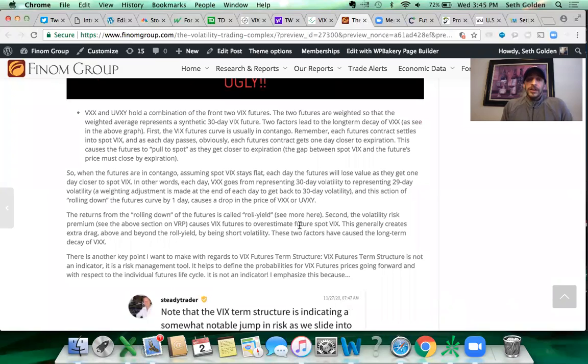All right. So there are two futures that are weighted. So we know that UVXY is holding both a December future and a January futures contract. The two futures are weighted so that the weighted average represents a 30-day VIX future. Two factors lead to the long-term decay of VXX or UVXY. The first, the VIX futures curve is usually in contango. We just looked at the curve. We know that UVXY holds two VIX futures contracts, the front month and the back month. And over time, if the VIX is not rising, they're falling onto the VIX.